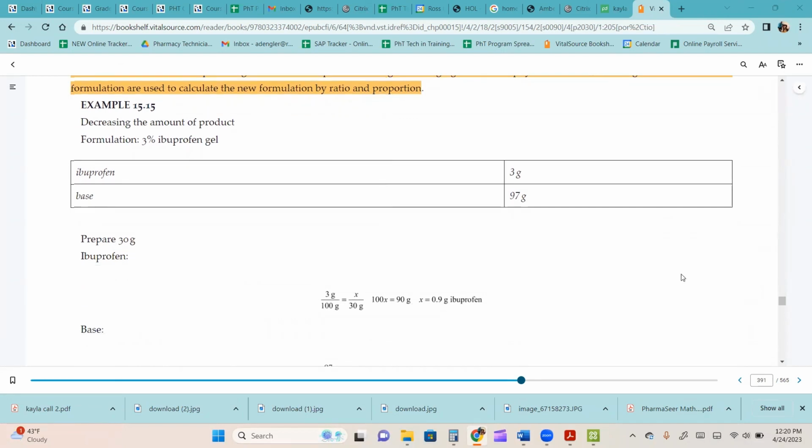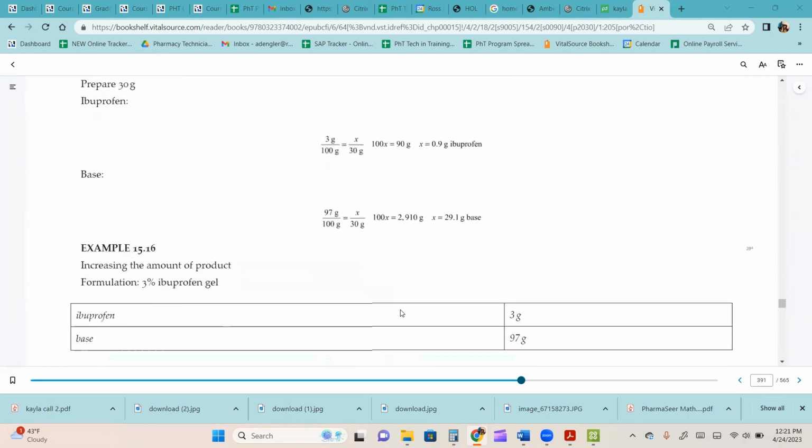So if we were going to prepare 30 grams, we would do 3 grams out of 100, because if we add these two up, it's 100 grams, is equal to X over 30. So then that gives us 100X equals 3 times 30, which is 90. And X is equal to 0.9 grams. If you do your math like we've been doing throughout all of this, you will get that answer. And if you don't understand, just watch some of the previous examples where I worked all that out, or reach out.